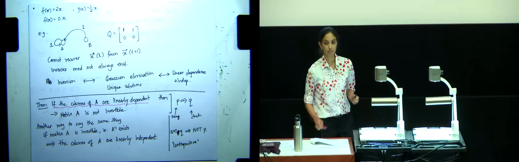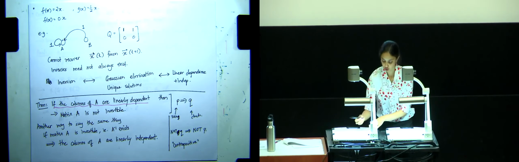Okay, so proof. Basically, if the columns of matrix A are linearly dependent, we know that, let's say, C1A1 plus C2A2 plus Cn An is equal to 0, using the second definition of linear dependence, where all the Ci's are not 0.